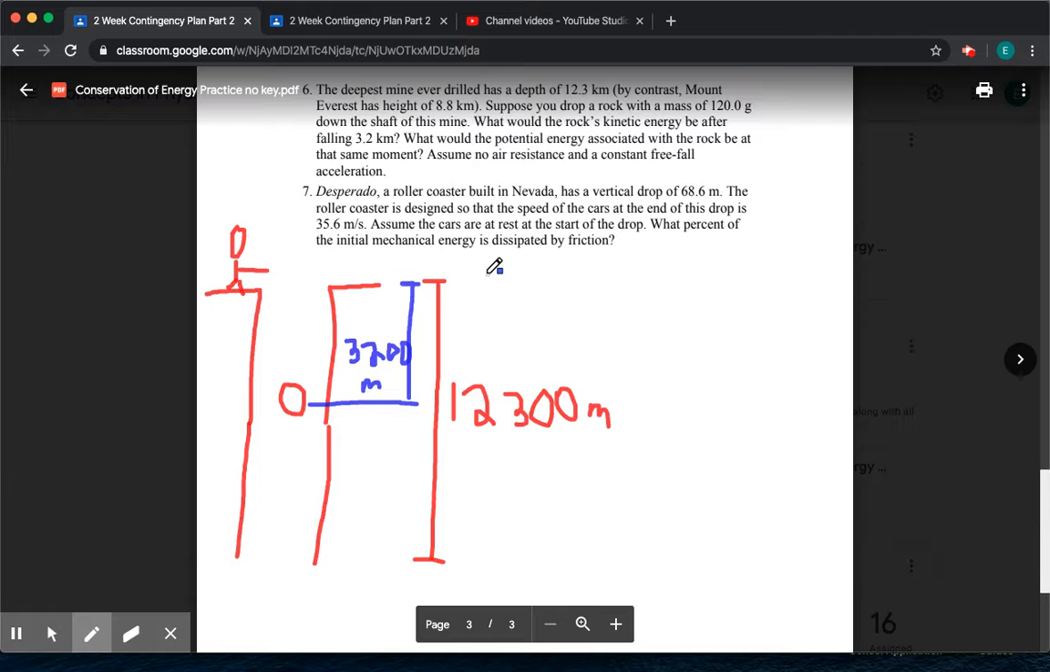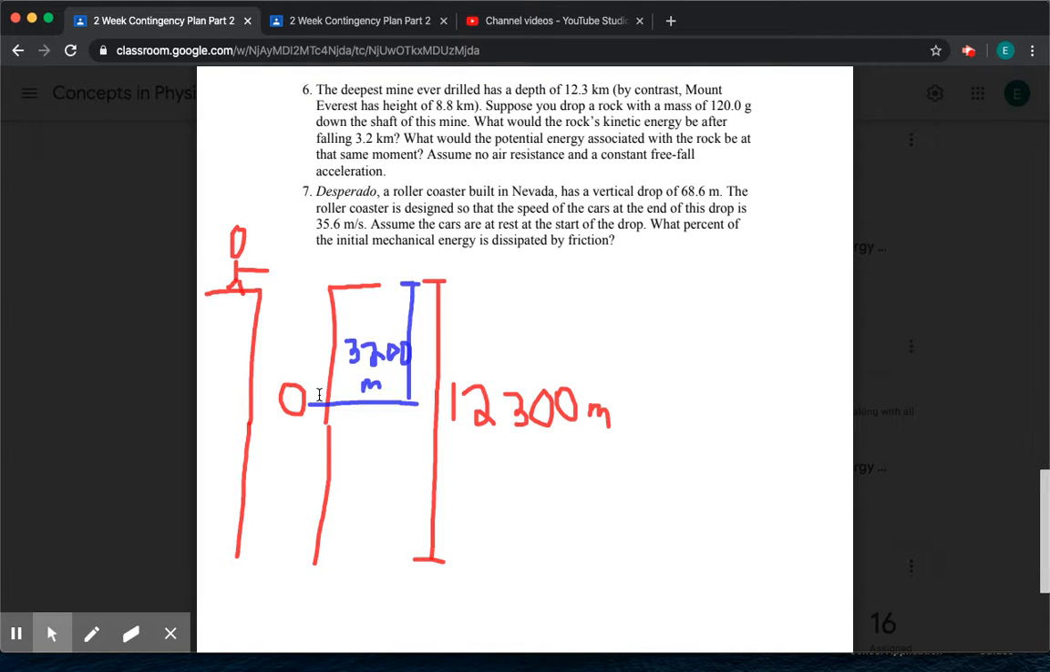Well, actually, no, we don't know that yet. I'm sorry. We don't know what would the rock's kinetic energy be after falling 3.2. We can't calculate it yet. We need to find the potential first. There's a couple ways you can do this. You can do this with percentages, or you can convert simply potential to kinetic by looking at the initial system. I would say the easiest way to do this is to look at percentages, and you'll see what I mean by that right now.